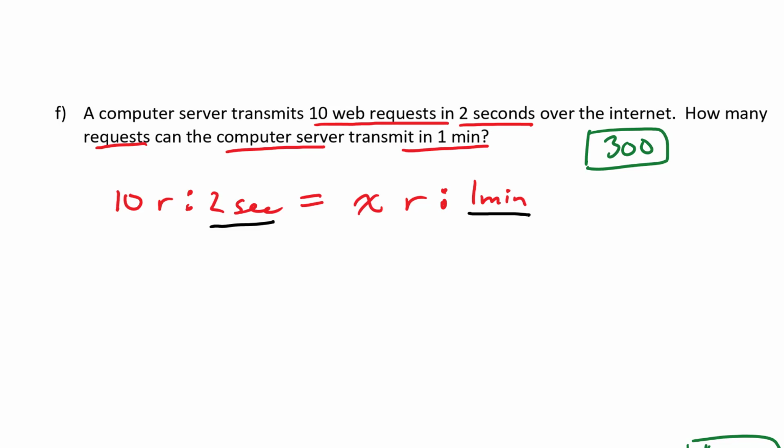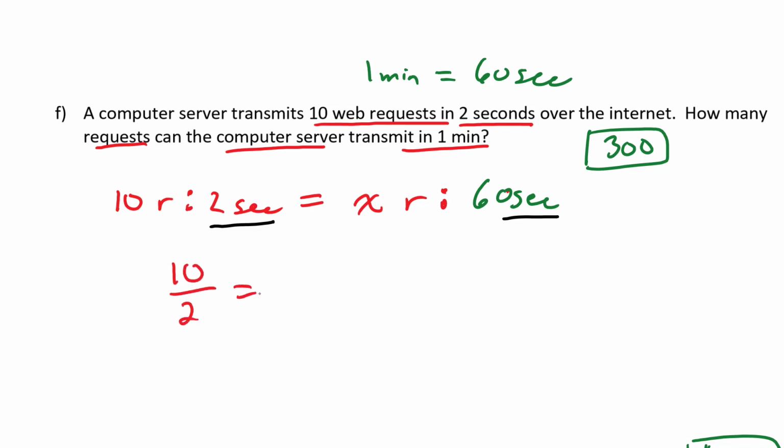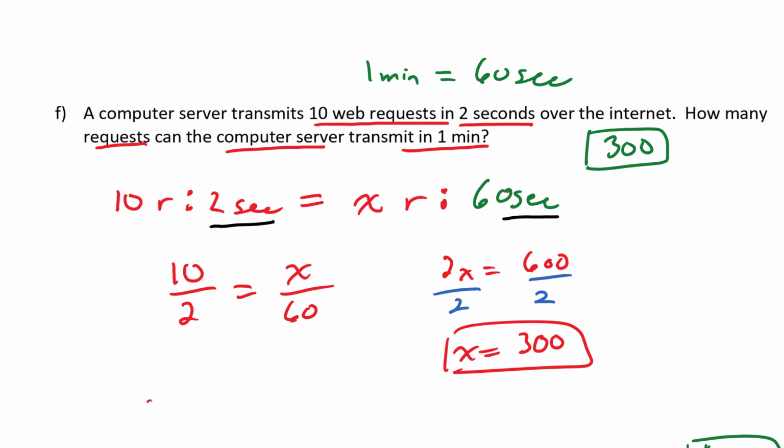Because I think minutes is easier, I'm going to say, well, we know that 1 minute is 60 seconds, so I can just swap that out and put in its place 60 seconds. Now you can see I have the same unit on both. Let's set up that fractional proportionality statement. We can cross multiply, divide both sides by 2. Therefore, 300 web requests can be processed in 1 minute.